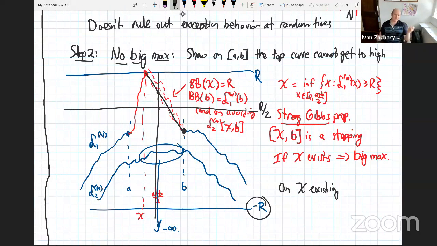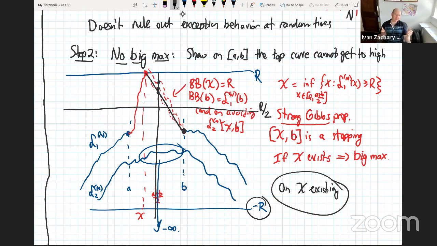On the other hand, a Brownian bridge has probability 1/2 of exceeding its linear interpolation at any given time. And so what that tells me is that there is a 50% chance that this Brownian bridge will exceed the linear interpolation, which in particular exceeds R over 2. So on the event that chi exists, we find that the Brownian bridge will exceed R over 2 with probability at least a half. The conditioned Brownian bridge will exceed it with probability at least a half.